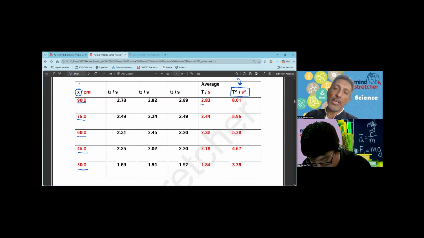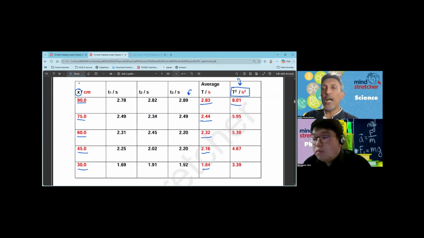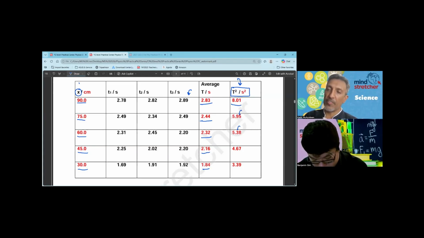So look at that. When you calculate the average, you can get any value, right? But why do I keep it all to 2 DP, or in this sense, I follow 3 SF here? Because I follow exactly the SF of the time here. And then the T squared, again, I process the value of t, I put it to 3 SF. So the t squared is all given to 3 SF. Okay, all the values are given to 3 SF.